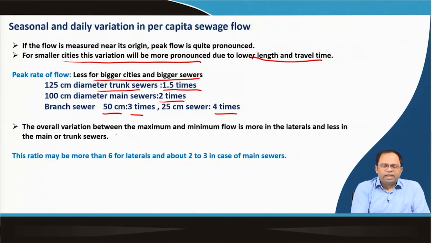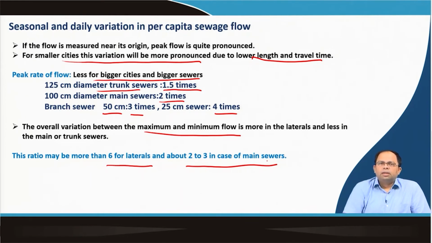So, the overall variation between the maximum and minimum flow, not average and maximum flow, is more in the laterals and less in the main or trunk sewer, and the ratio could be even 6 for laterals and 2 to 3 in case of main sewers. So, this is the amount of variation in sewage flow.